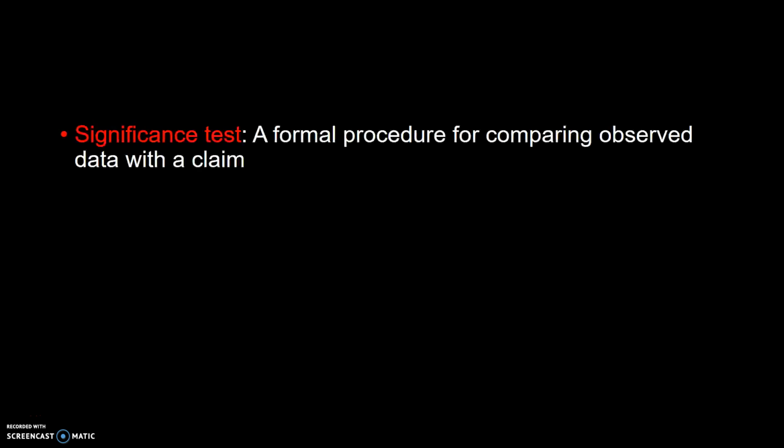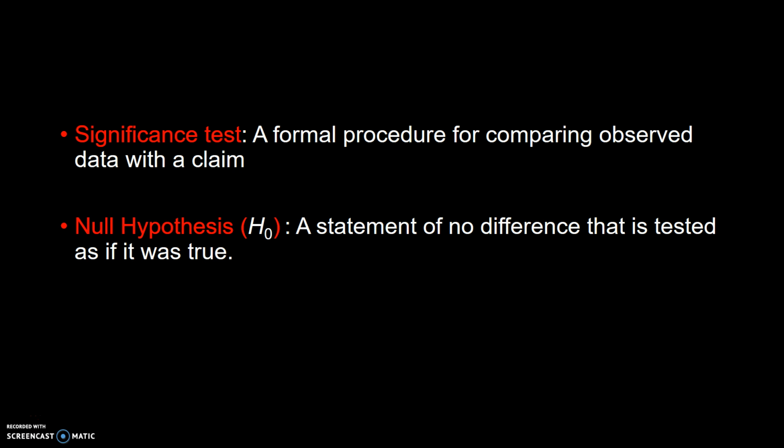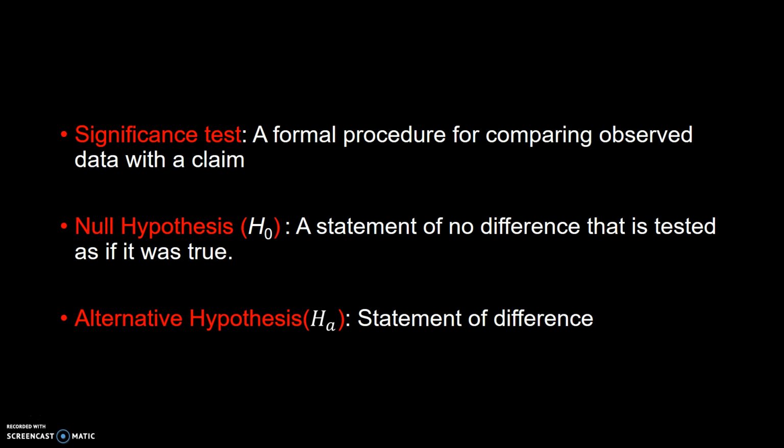Hi all. Today I'm going to talk about the basic theory of significance testing. A significance test is a formal procedure for comparing observed data with a claim. In significance testing, there are two hypotheses that you'll use: a null hypothesis, which is a statement of no difference that's tested as if it's true, and an alternative hypothesis, which is a statement of difference.